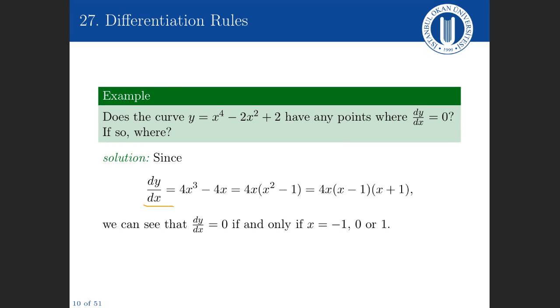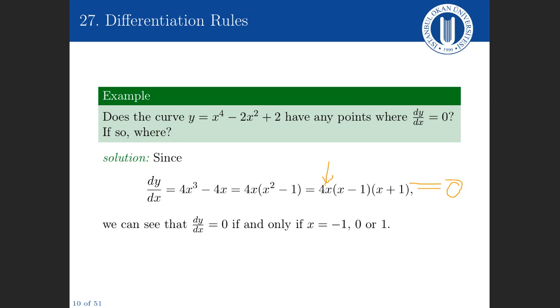We start by calculating the derivative of y. Of course, this is the same as 4x cubed minus 4x, which we can factor to 4x multiplied by x minus 1 multiplied by x plus 1. And then we can ask, how do we get that this is equal to 0?